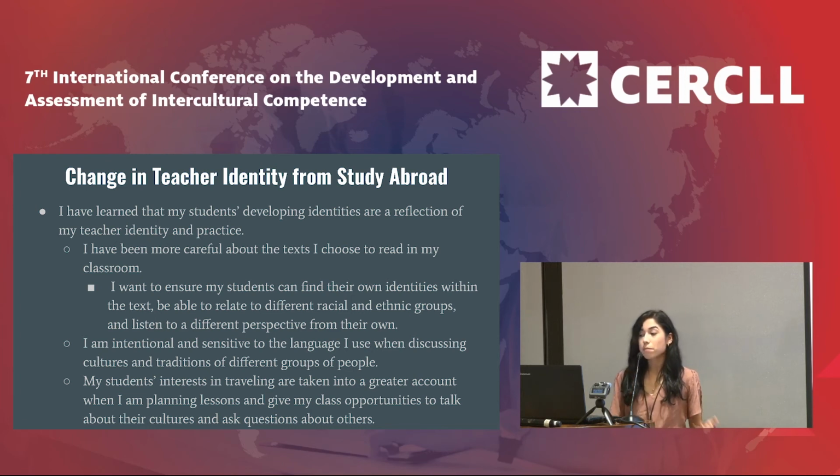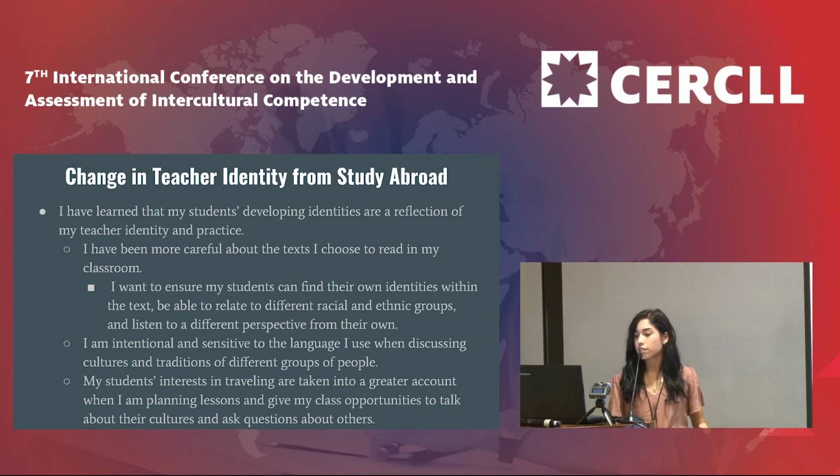And so I've been more intentional and sensitive to the language I've been using about cultures and traditions, about different groups of people. Again, when we're reading about Martin Luther King Jr., I've been sensitive to not always portraying African Americans as victims. They have daily things they do like everyone else, and they are successful, just like everyone who's come to the States and worked hard and done what they needed to do for themselves and their family. And so I don't want to create a stereotype for my students. I want them to see beyond that.